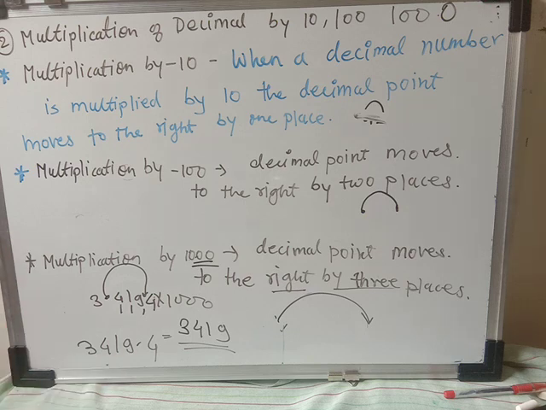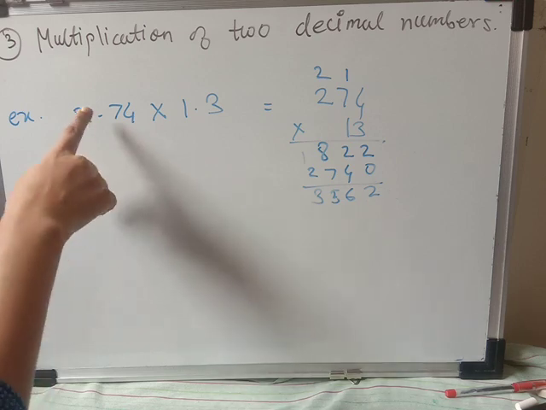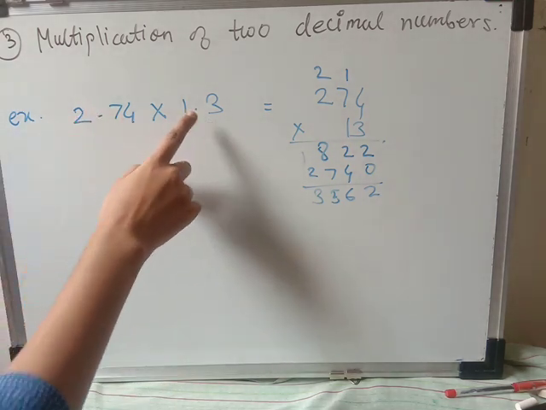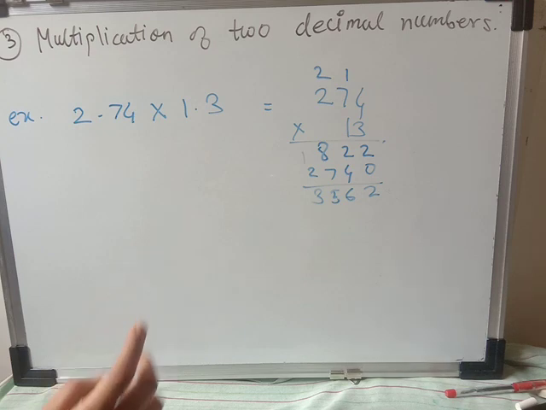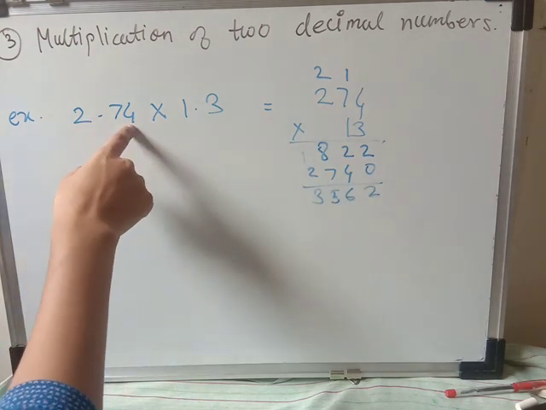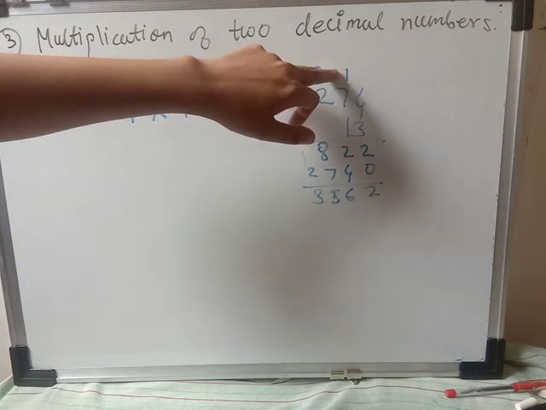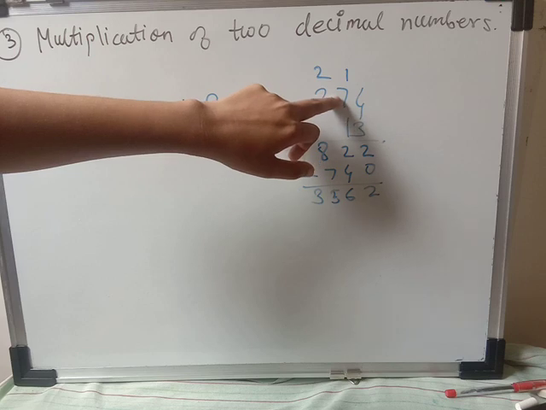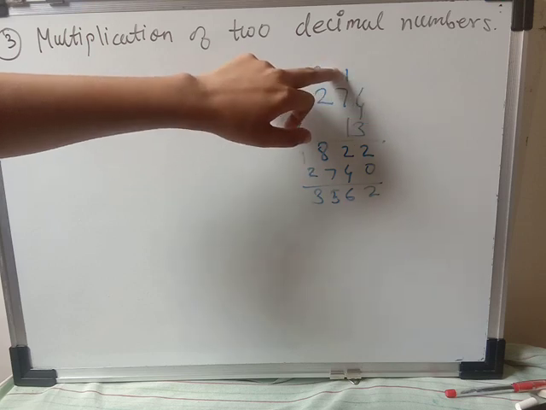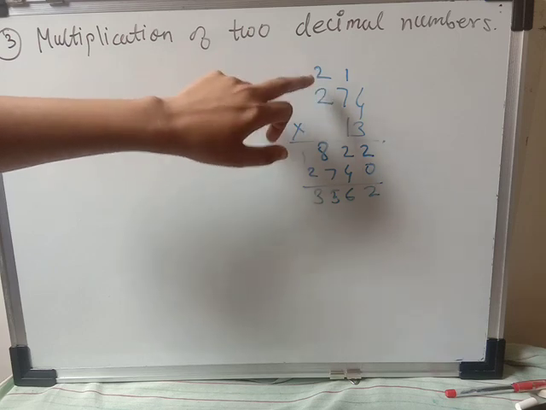Okay, now the last part of this session is how to do the multiplication of 2 decimal numbers. Okay, first of all, when you are doing the multiplication, don't see the decimals. So without decimal you have to do the multiplication. So here I have done the multiplication of 274 with 13. Okay, so here 3 4s are 12, 1 I have carried, 3 7s are 21, 21 plus 1 22, 2 carried, 3 2s are 6, 6 plus 2 that is 8.